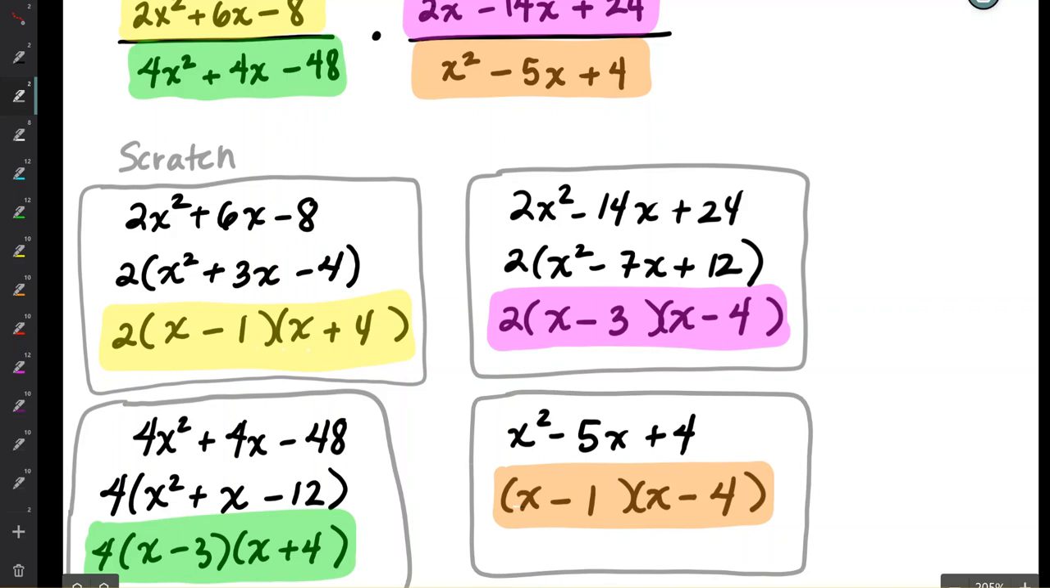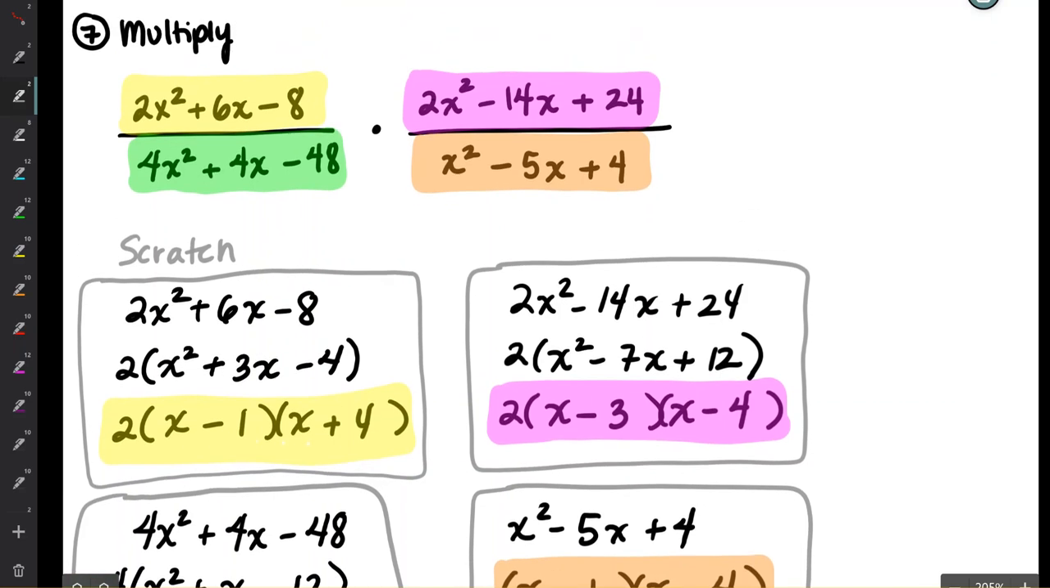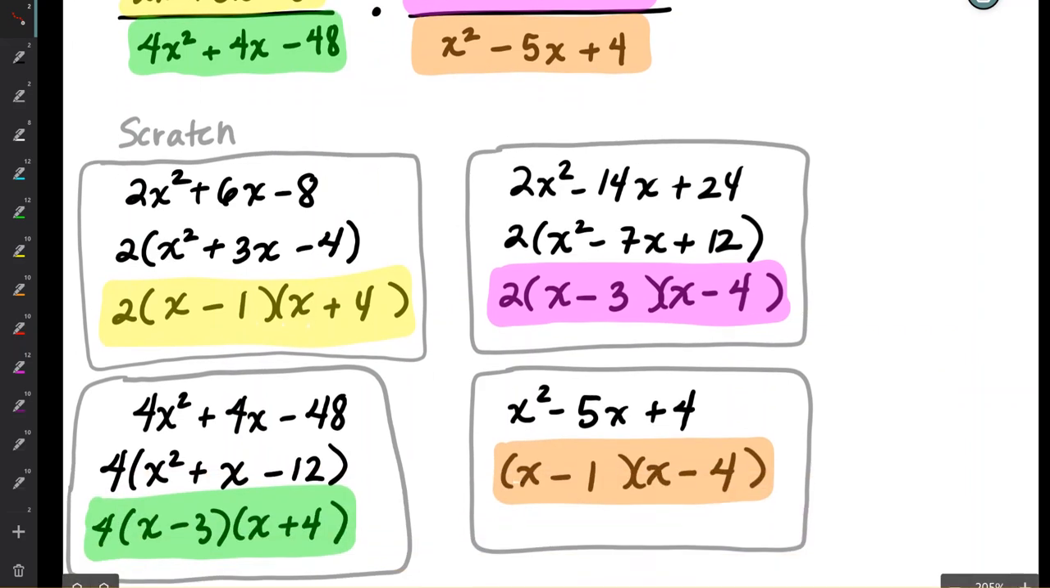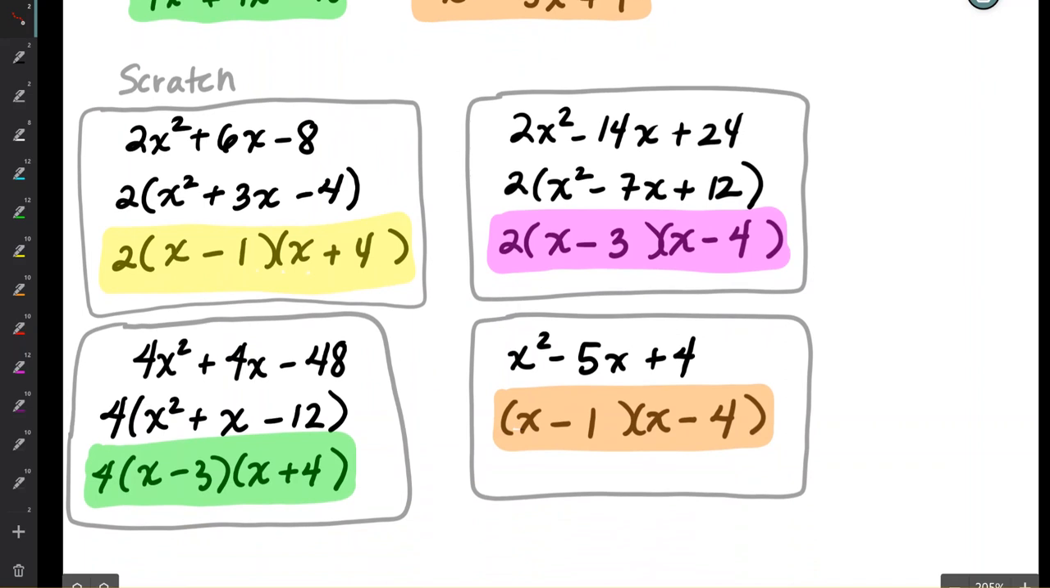Right? So now we're going to go ahead and multiply fractions straight across. We're going to do yellow times pink all over green times orange. But I'm going to have them in this factored form. Since everything will be factored completely, I'll be able to look for my secret times ones.